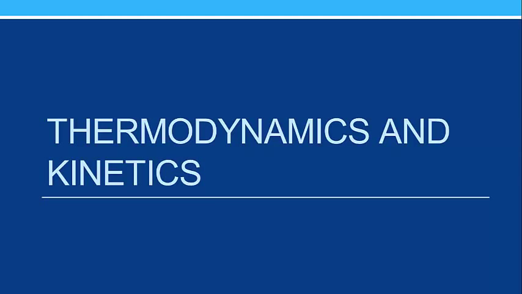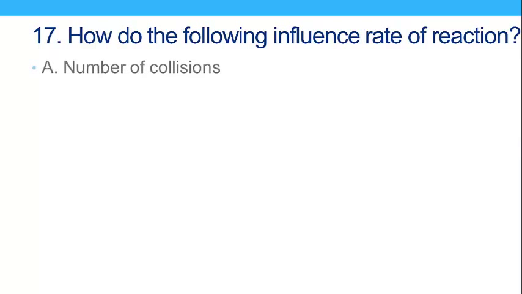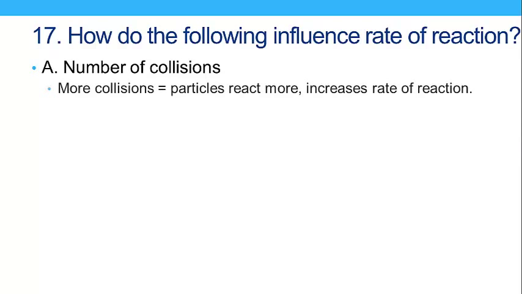Next section is about thermodynamics and kinetics. So how do each of the following influence rate of reaction? So number of collisions. If we have more particles, that means more reactions are occurring. So that would speed up the rate of reaction.